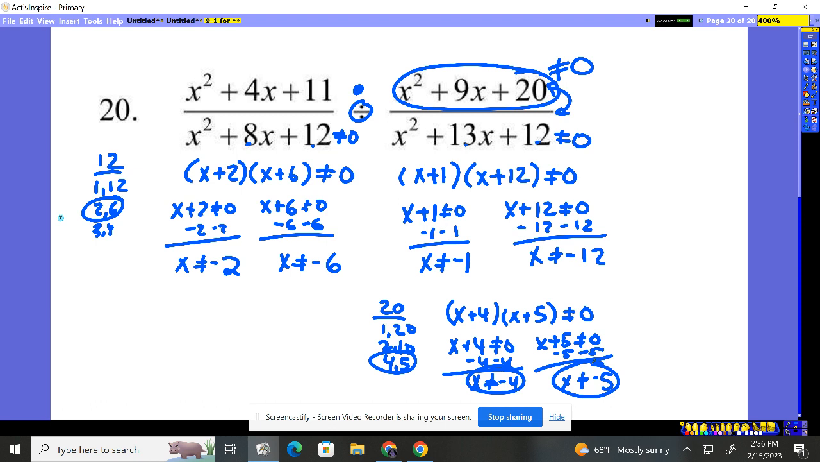So we have can't be negative 4, can't be negative 5, can't be negative 12, can't be negative 1, can't be negative 6, nor are you allowed to be negative 2. And there we have the final problem, number 20.